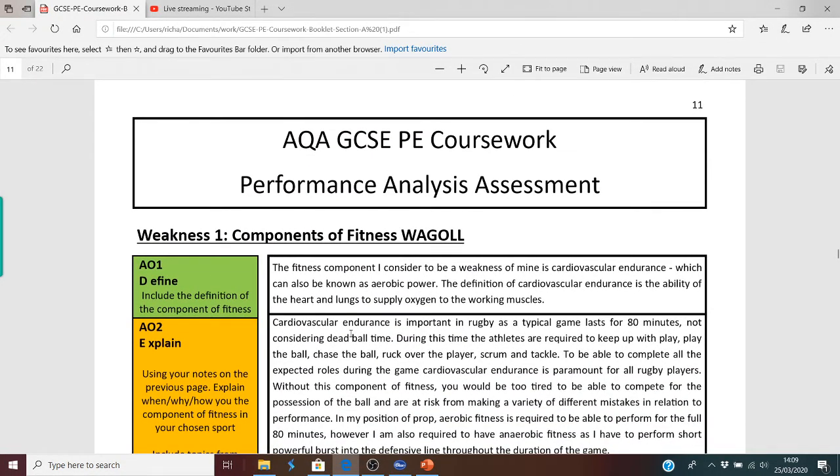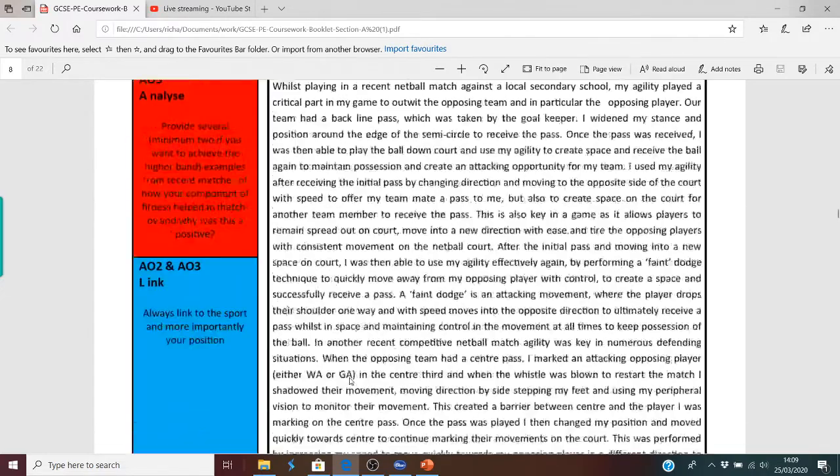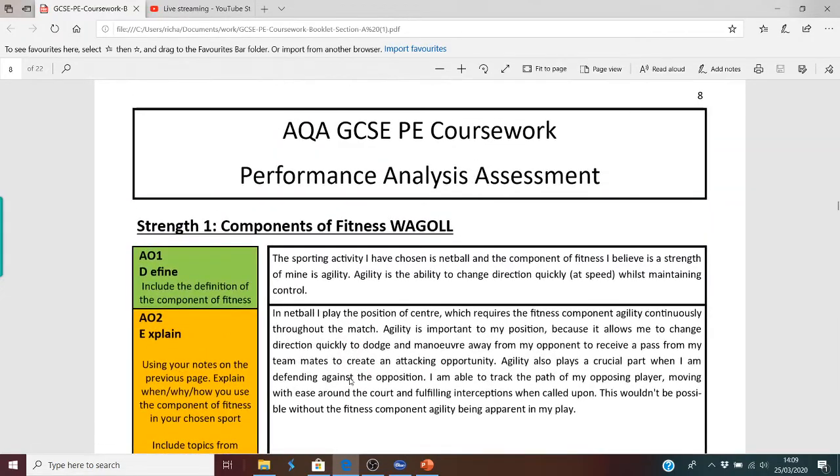Okay, so the first thing I asked you to do today was define the component of fitness that you are going to be looking at. For this one, what this teacher has done for her example is that she has said that she's going to consider that cardiovascular endurance is a weakness for her. So if we're looking at this as a structure, we've obviously got to do the weaknesses. When we then go to her strengths, she's done exactly the same thing. On this strength one, she's looked at the idea that agility is her strength.